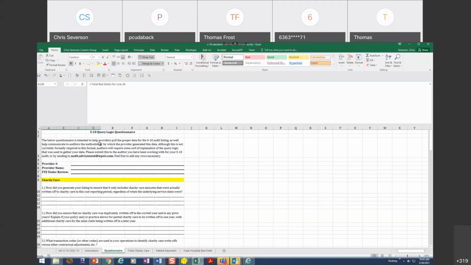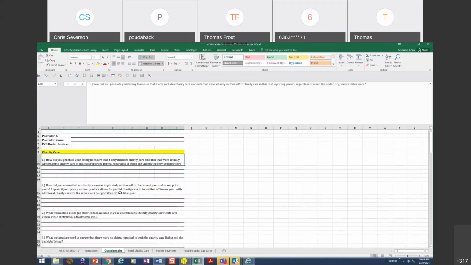But what I want to stress here is that query logic is not trying to reference, and I think Ron touched on this last time, it's not referencing something from your computer system or something that your database managers or administrators would provide. It's not computer logic, basically. It's just a narrative. But this questionnaire is intended to make it a little bit easier for you to respond to these types of things rather than having to go through and recreate a narrative. So we have some questions on charity care, payments, bad debts, and some other items. A lot of these are just making sure they were in the right period.